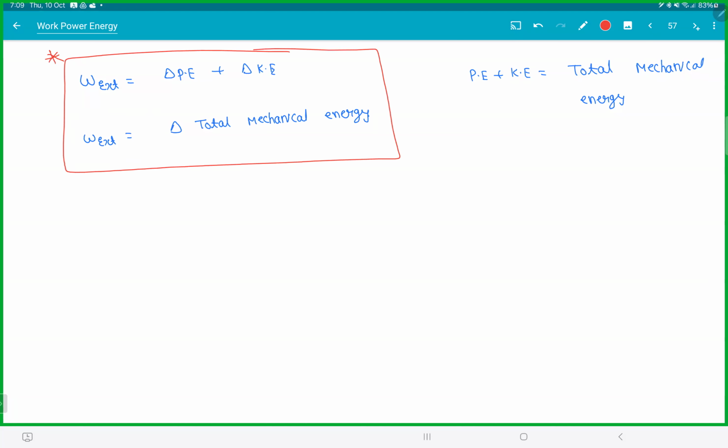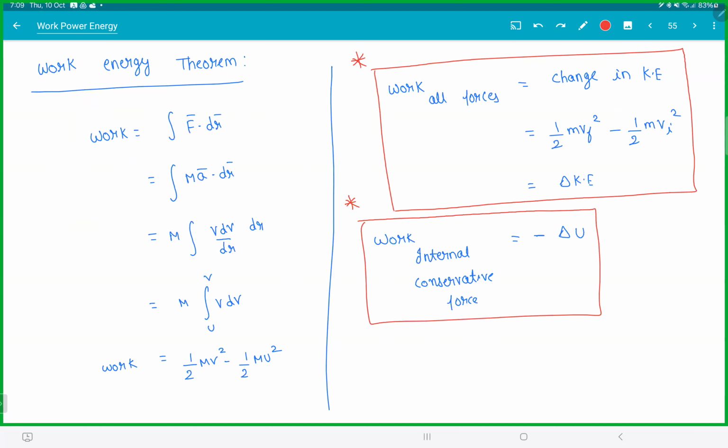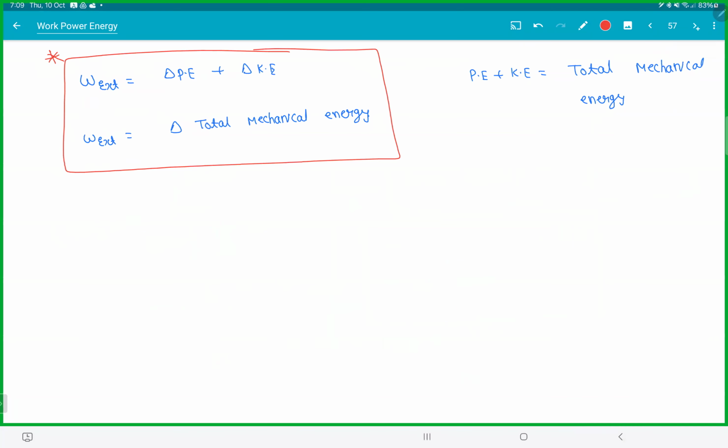So be careful. This was a theoretical question. They said which of the following statements are right? They asked like this: what is work done by all forces, by internal conservative forces, and by external forces? Work done by all forces is change in kinetic energy. Work done by internal conservative forces is change in potential energy with a minus sign. Work done by external forces is change in total mechanical energy. They all look kind of same, but be careful. You should know what is what. That would be an easy question, but you can expect something like that in JEE Mains.